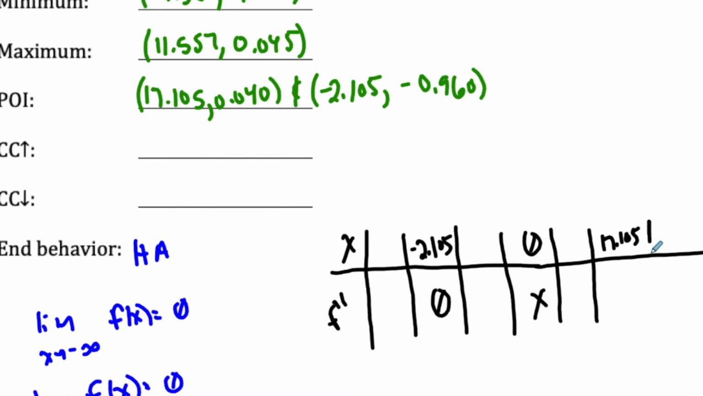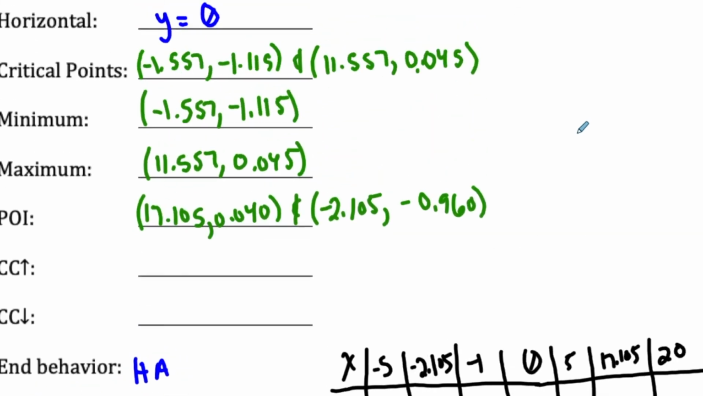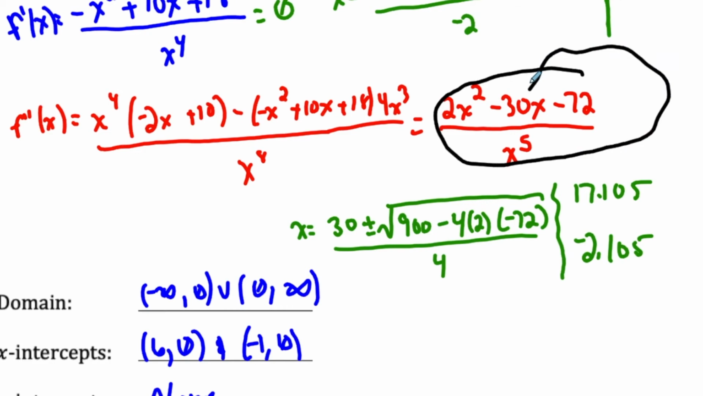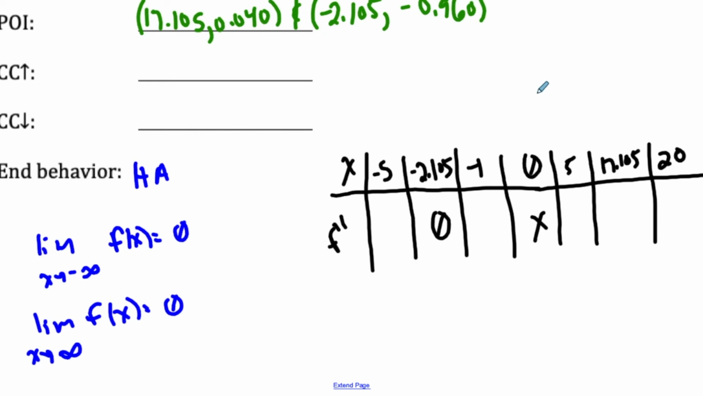And then we needed 17.105. All right, and then we need to find some values around this. So what I used in my table, I used a negative 5, I used a negative 1, I used a positive 5, and a positive 20. So these will give us some numbers that we can use. And again, we're going to plug this into our second derivative. So come back up here. We're going to plug this in here to determine where is it positive or negative. We don't need to know the number. We just need to know positive or negative.